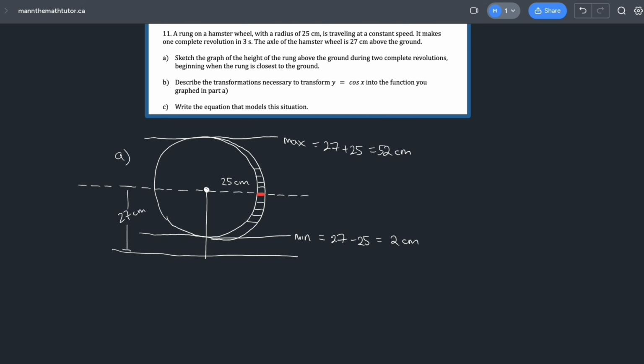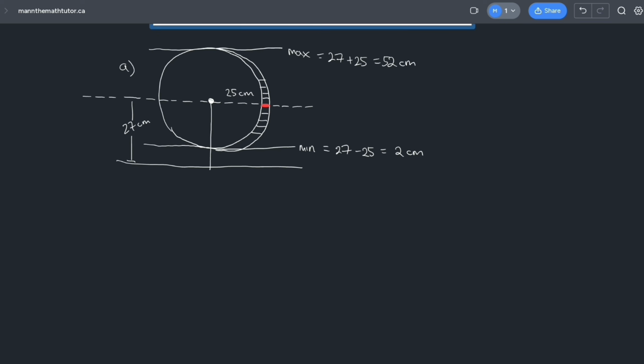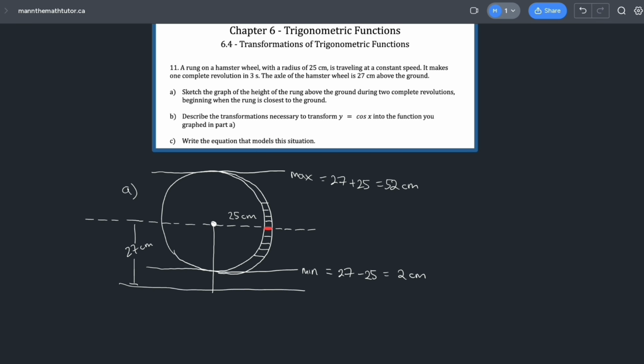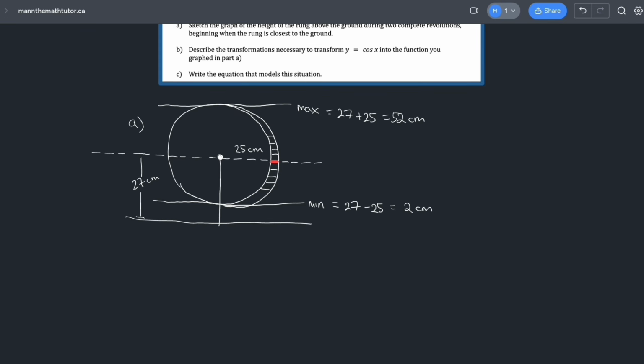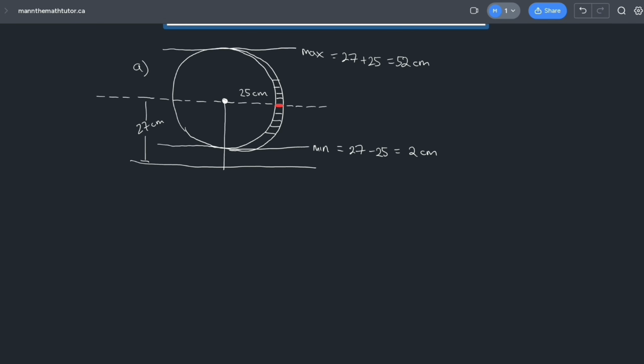All right, so now that we have our diagram, we can go ahead and take a look at how we can draw our sketch. Notice that we're looking to sketch during 2 complete revolutions, and the question tells us that one revolution takes 3 seconds long. All right, so let's see how we can put that together. Down here, I'll draw my graph. Let's label this height in centimeters. And down here, we can label this as time in seconds.